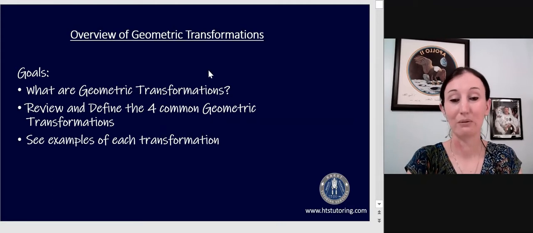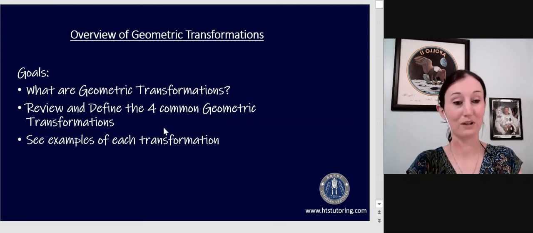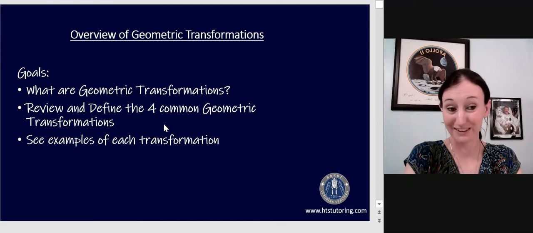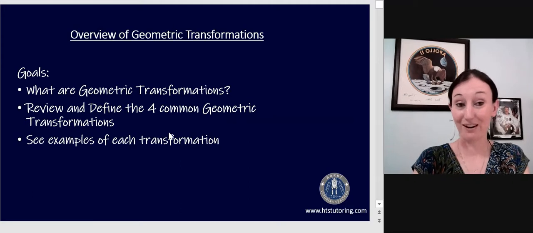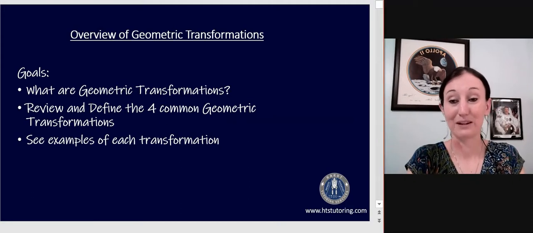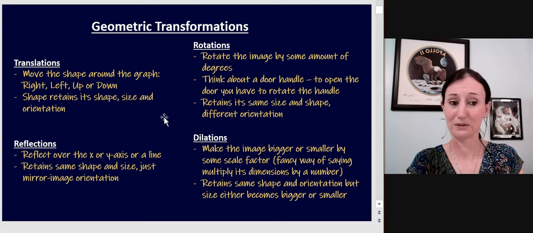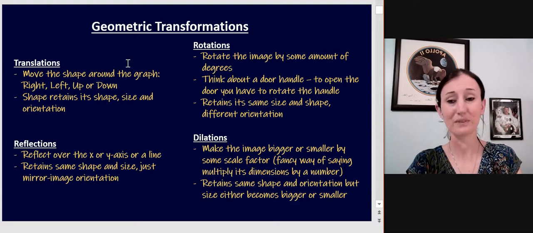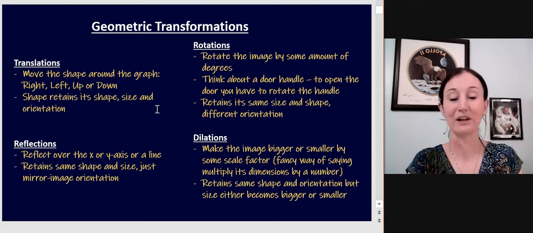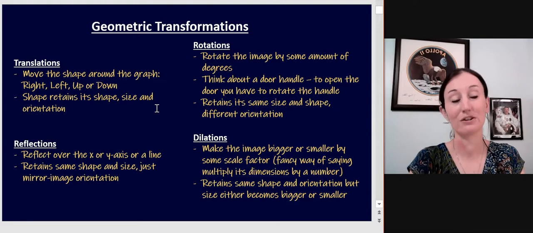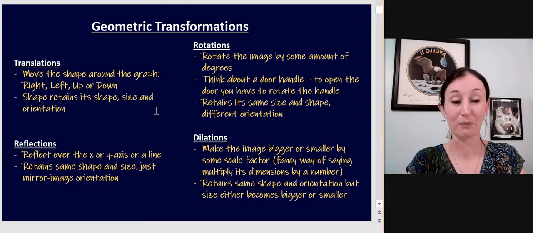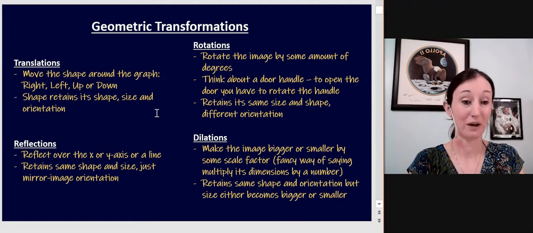So first of all, what are the 4 common geometric transformations? Can you think of them? They are, we'll go to the next page, translations, reflections, rotations, and dilations. And there are a lot of words on this page, and I understand that, so I'm just going to summarize for you. Translation, we're taking our shape and we're moving it around. We are doing nothing to this shape other than moving it left, right, up, or down.